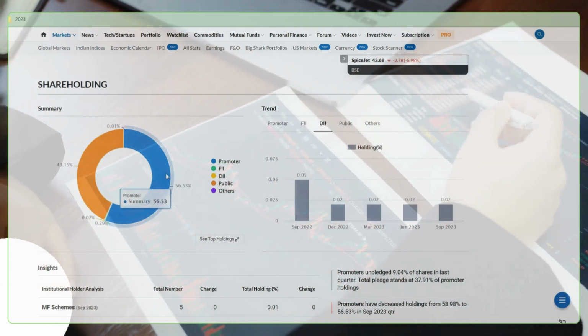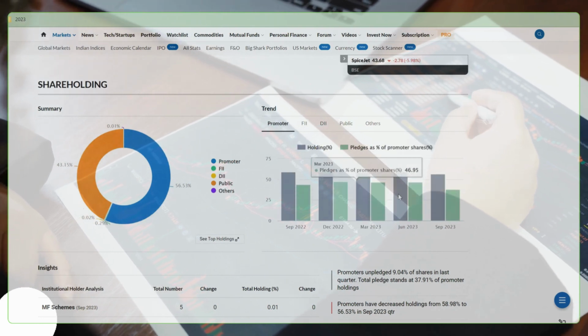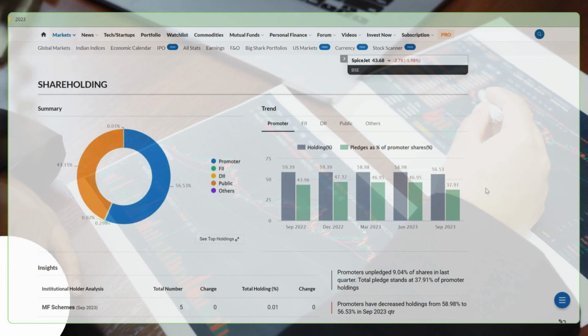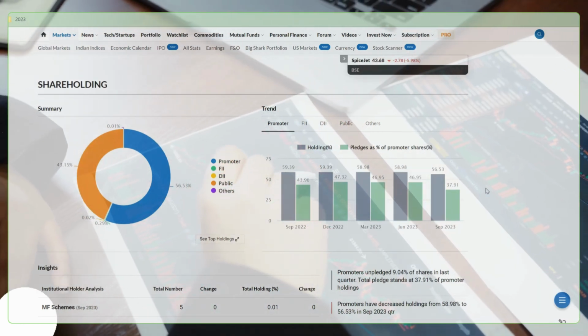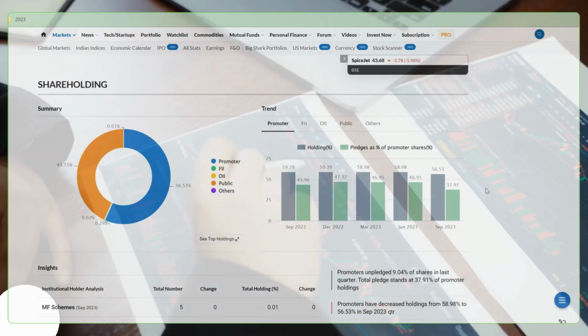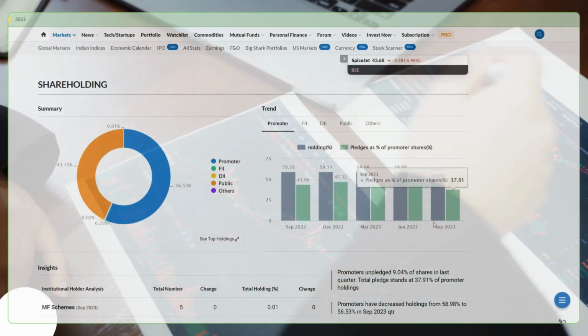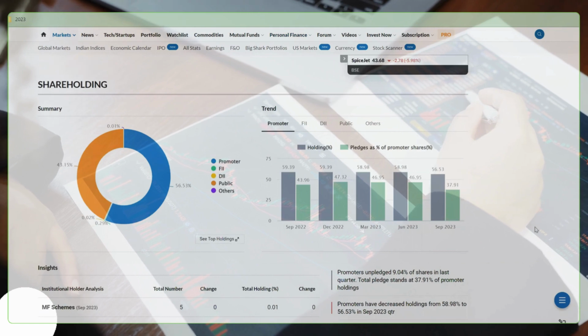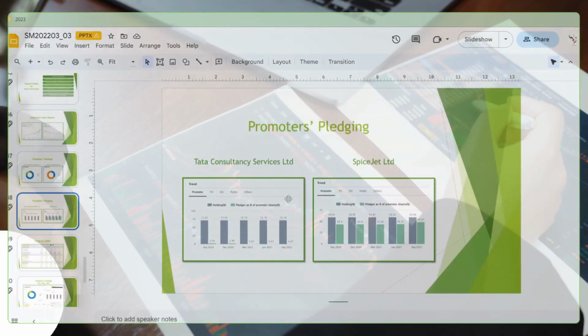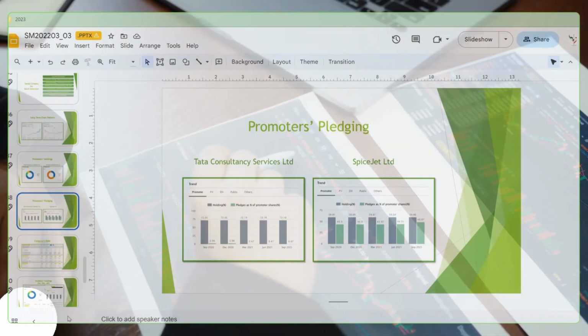So you should check from the pledged shares how much pledge there is. Normally different analysts consider different levels, but 15 to 25% pledging is considered okay. They can manage that pledge and they can get it back. But if it is more than 25%, avoid that kind of company. So pledging we can consider okay up to 15 to 20, 25%.